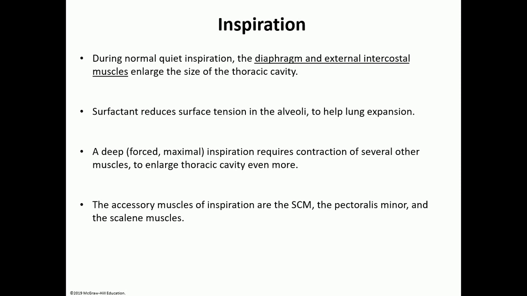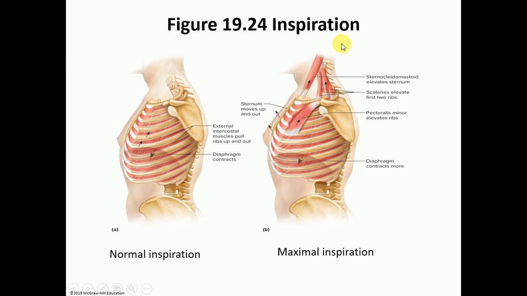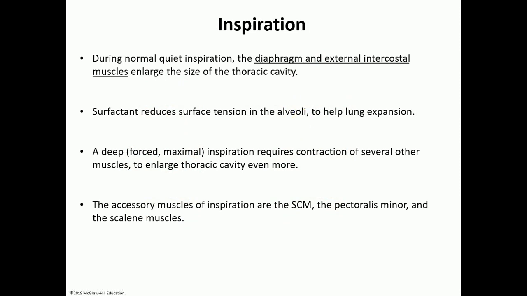If you need deep or forced inspiration, to take a deep breath in, you're going to need more muscles to work. Those are known as the accessory muscles of inspiration. Those are the sternocleidomastoid, this muscle right here in the neck, which is going to pull up the chest. You also have the scalene muscles and the pectoralis minor muscle. All of these are considered your muscles of maximal inspiration. Again, for normal inspiration, you're going to be using your diaphragm, maybe the external intercostals. Maximal inspiration would be your SCM, scalenes, and pec minor.